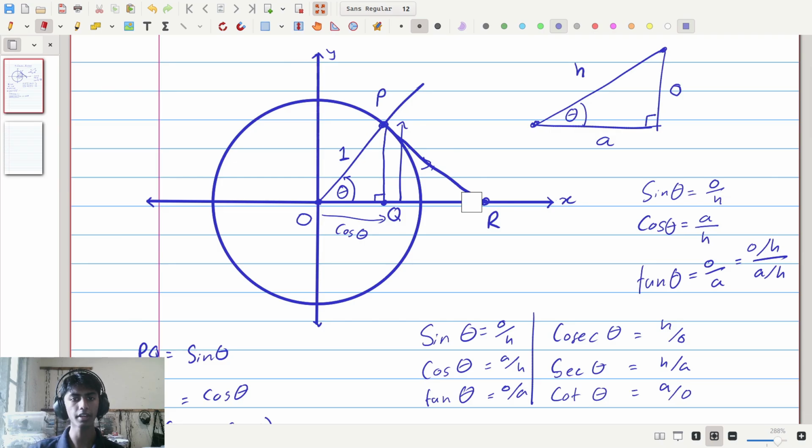So if I draw this triangle, I'll also denote this angle is 90 degrees here. The angle between OP and PR is 90 degrees because PR is a tangent to the circle.